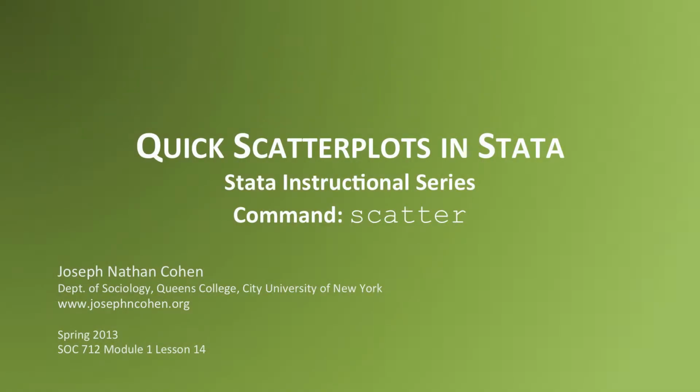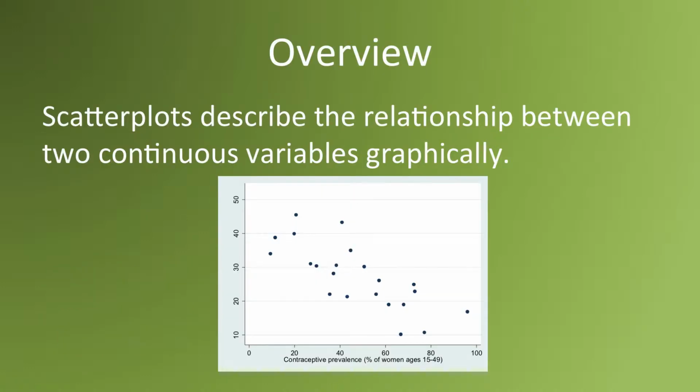In this video, I'll show you how to make quick scatter plots in Stata. Scatter plots are a way to describe the relationship between two continuous variables graphically. This example shows a scatter plot between the birth rate and contraceptive use in several countries.